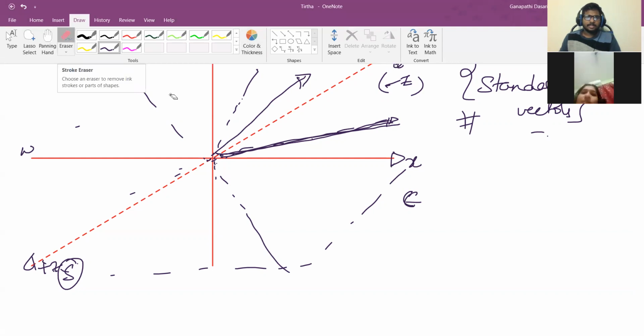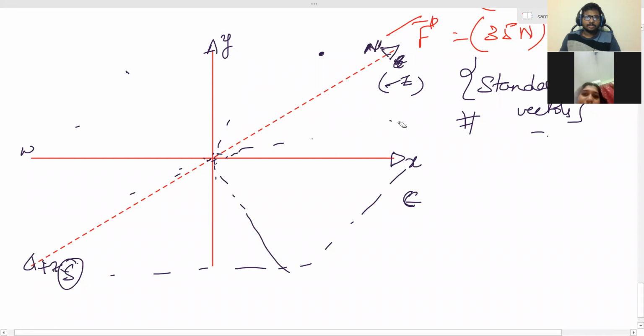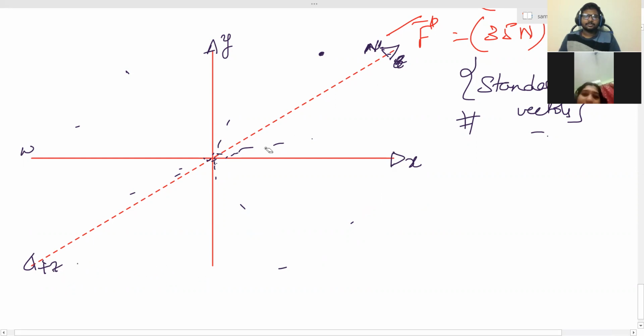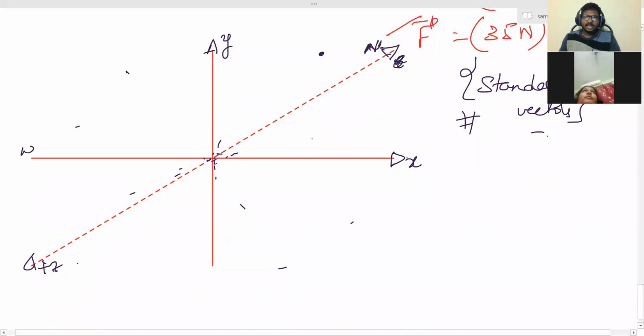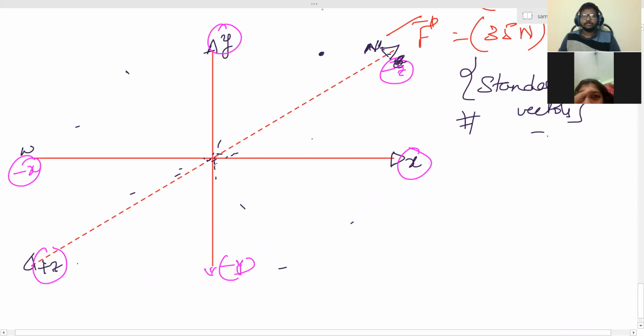In our 3D plane, if we have x, y, z axis, any point or any direction can be easily described or not. Yes, sir. These are the standard axis. What are the standard axis? x, y, z. And this will be minus z direction, this will be minus x direction, and this will be minus y direction. Got it?